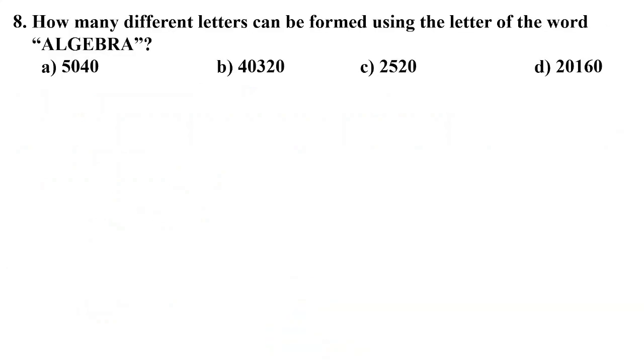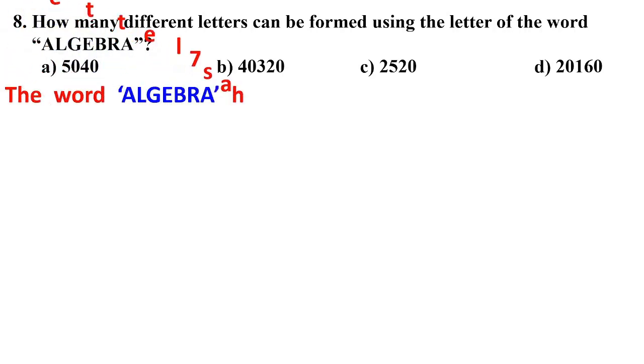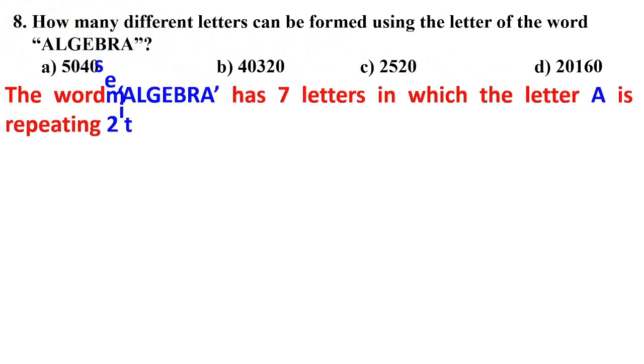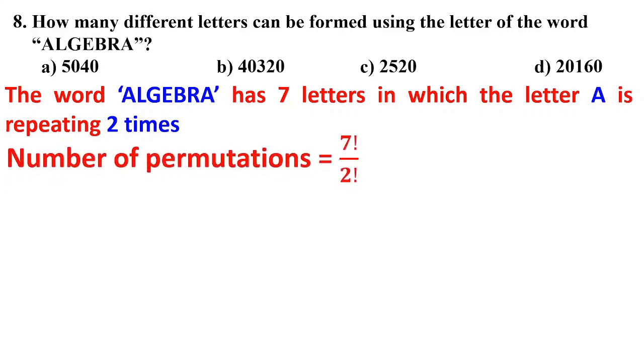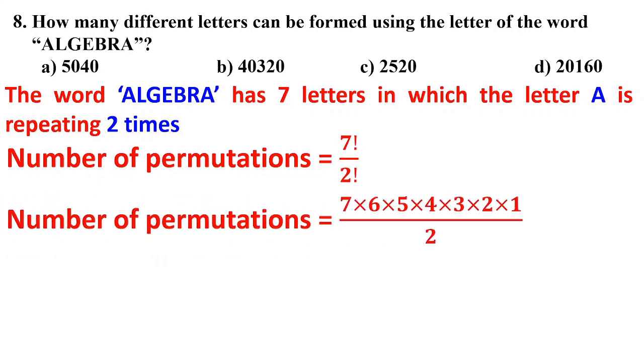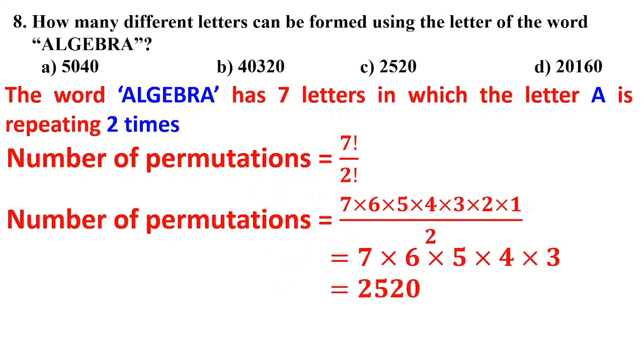Question number 8. How many different words can be formed using the letters of the word algebra? Let us check out how many letters are there in the word algebra. The word has 7 letters. Is there any repetition? Yes. A is repeating 2 times. Therefore, the number of permutations is 7 factorial by 2 factorial. Very simple. 7 into 6 into 5 into 4 into 3 into 1 by 2. Therefore, the answer is 2520. The answer is C.